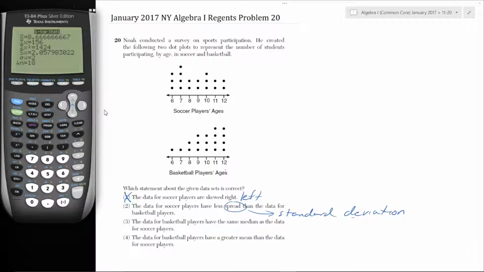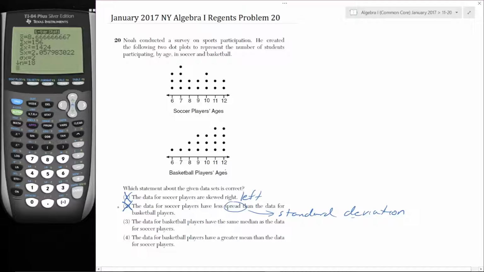Now I will say this though, you can visually see that the soccer players' ages are actually spread more. Why? Because the data is flatter, whereas the basketball player data has a peak at 11 and 12. So the data is very largely skewed to the right, so the spread is lower. Whereas for the soccer players, the data is spread more evenly, so the spread is going to be bigger. That's just an intuitive approach.